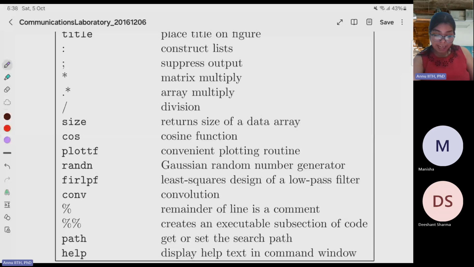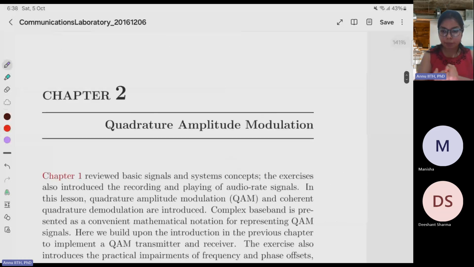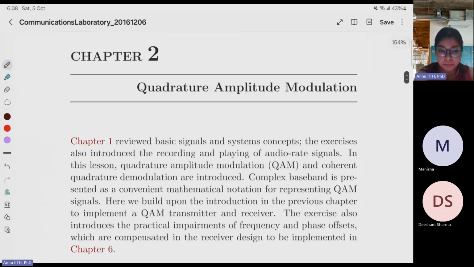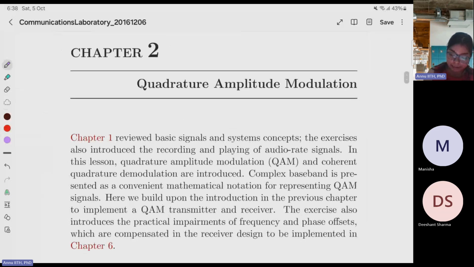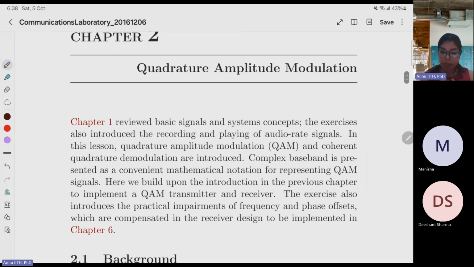Okay, so I'm moving to quadrature amplitude modulation, and there is a set of problems from this particular topic in week 11. So we will complete this particular chapter for further understanding. Chapter 1 reviewed some basic signals and systems concepts, and the exercises also include the recording and playing of audio rate signals. In this lesson, quadrature amplitude modulation, coherent demodulation, and quadrature demodulation are introduced. The complex baseband is presented as a conventional mathematical notation for representing bandpass signals. Here we build upon the introduction in the previous chapter to implement a QAM transmitter and a receiver.